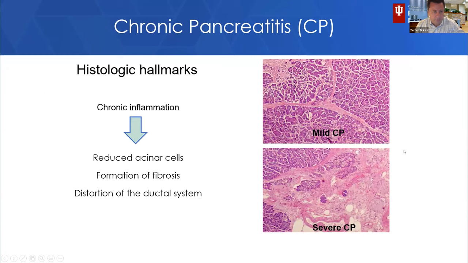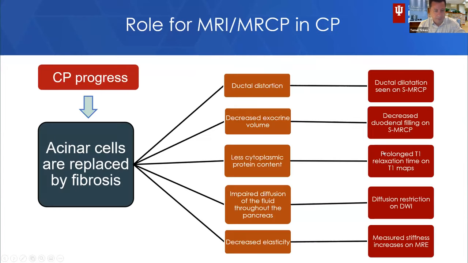All right, so chronic pancreatitis is basically a chronic inflammation of the pancreas. In mild chronic pancreatitis you see minimal fibrosis, but in severe chronic pancreatitis the amount of fibrosis increases significantly. And these purple cells are the acinar cells that remain in the pancreas. So what can we do in MRI? We can not only detect the pancreatic ducts, but also look at the pancreatic parenchyma in chronic pancreatitis patients. And for ductal distortion or abnormalities, we can do secretin-enhanced or non-enhanced MRCP.